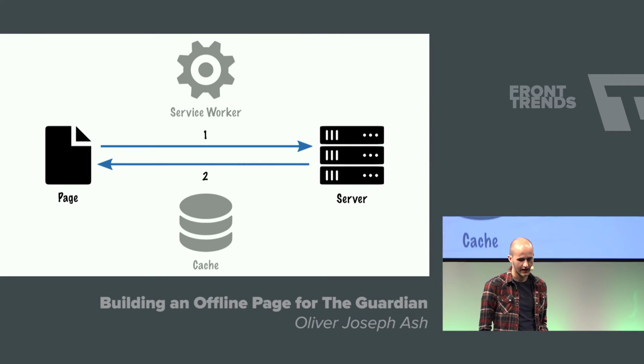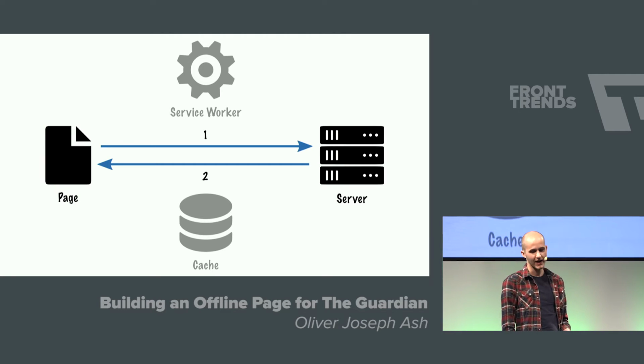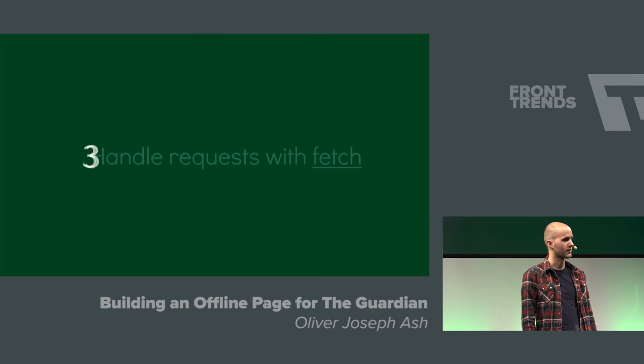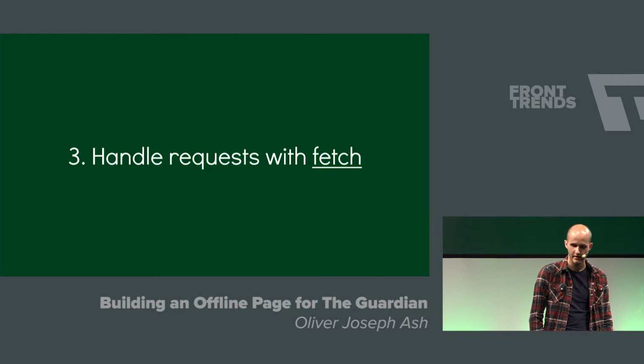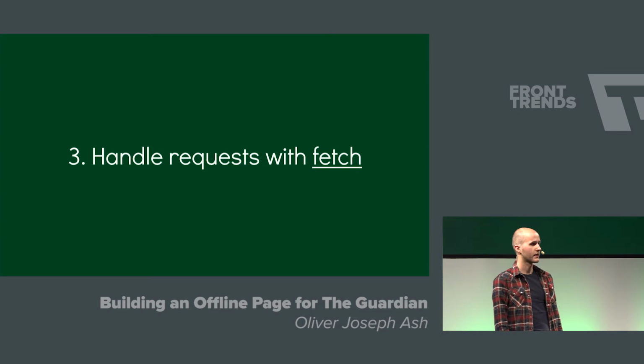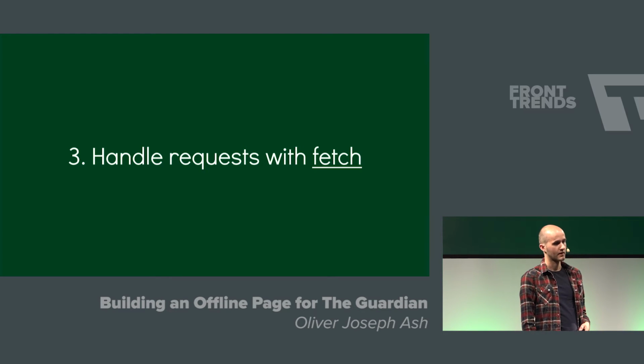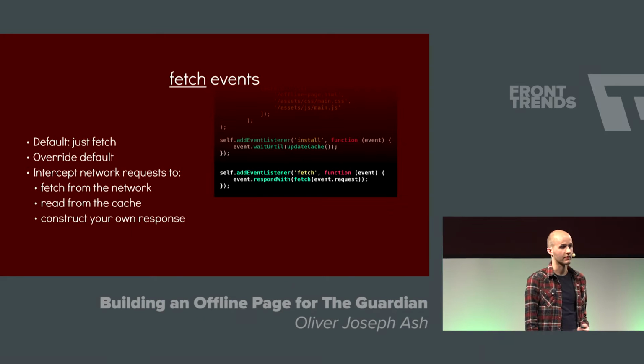So now we have a service worker and we have a cache, but we're still not really doing anything with it. So how can we start using the things we have cached? Well, as I said earlier, one of the things you can do with a service worker is you can handle and intercept requests. And the way you do this is using the fetch event.